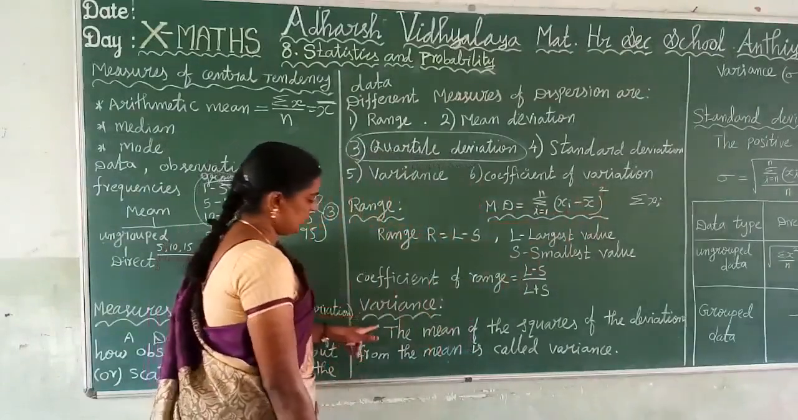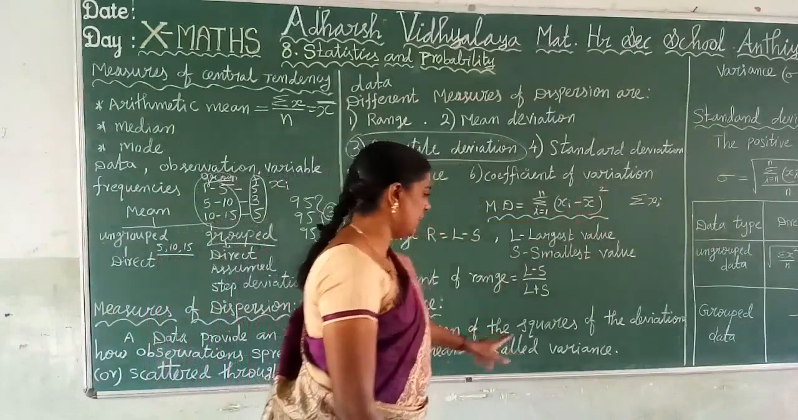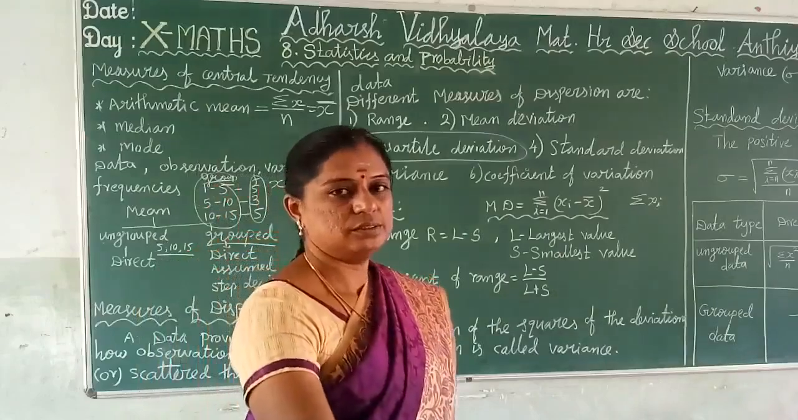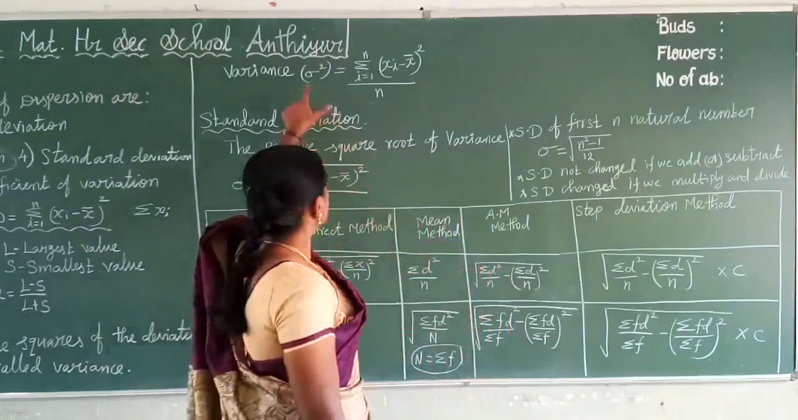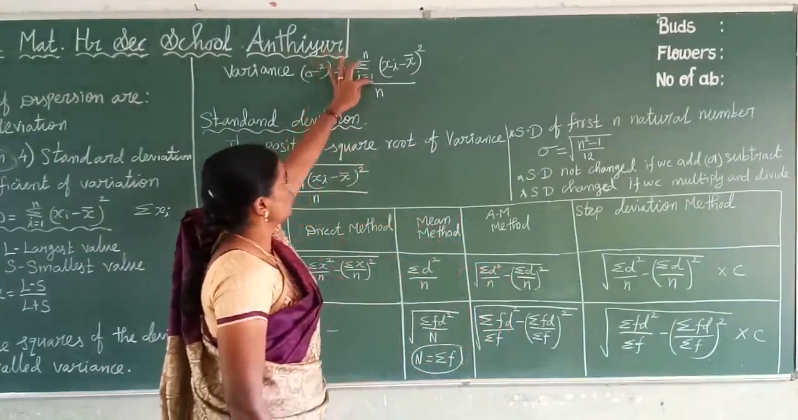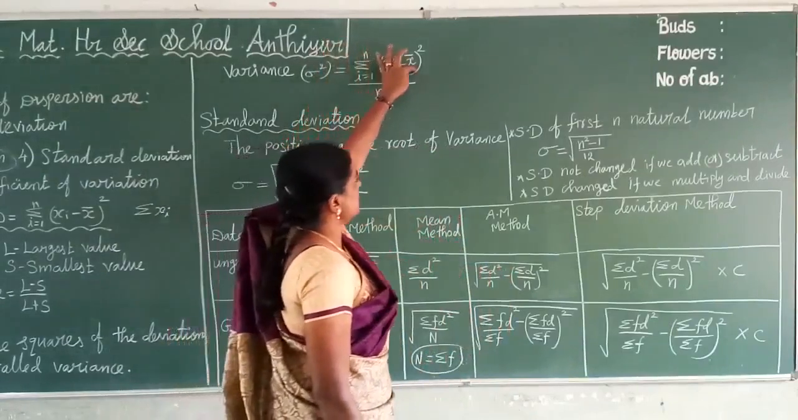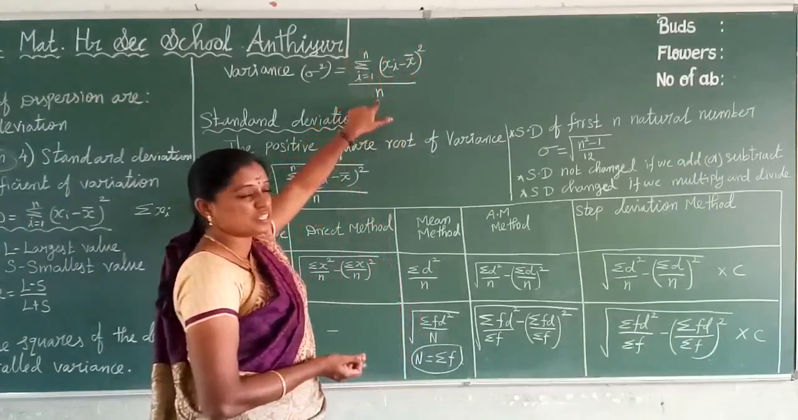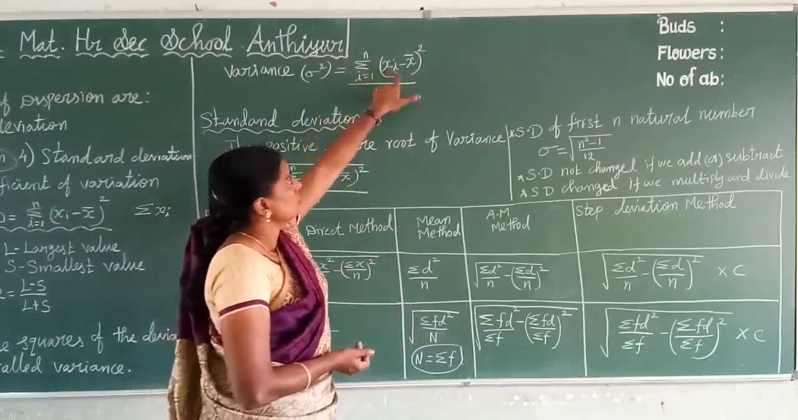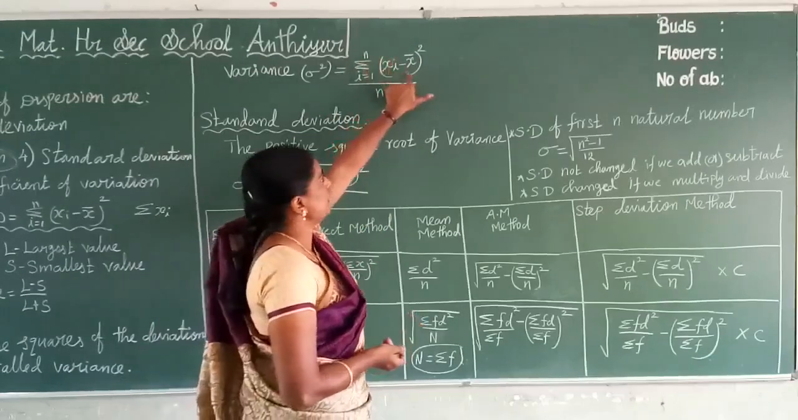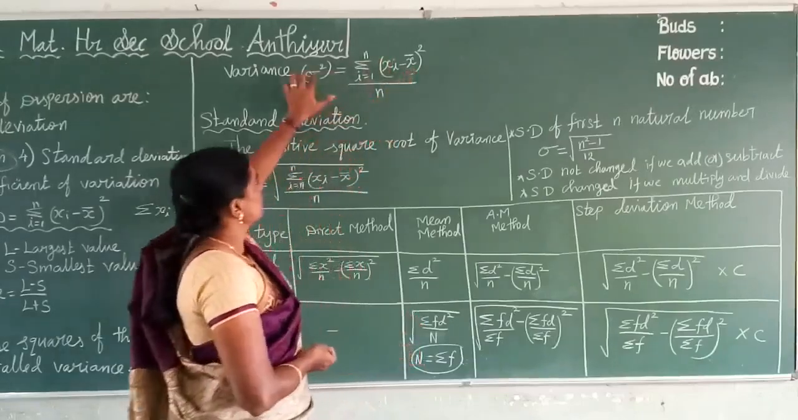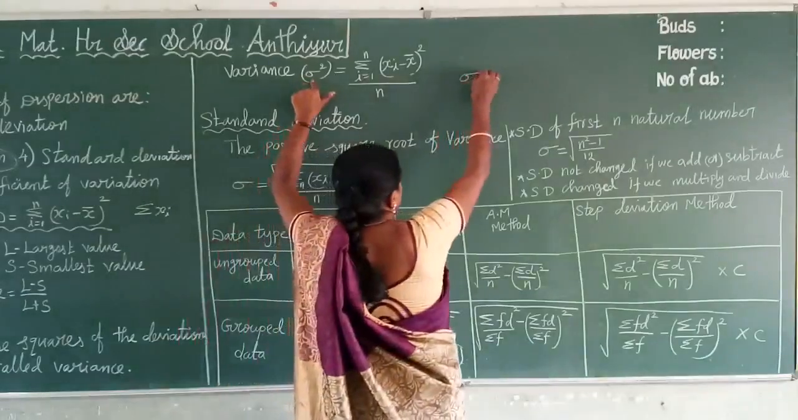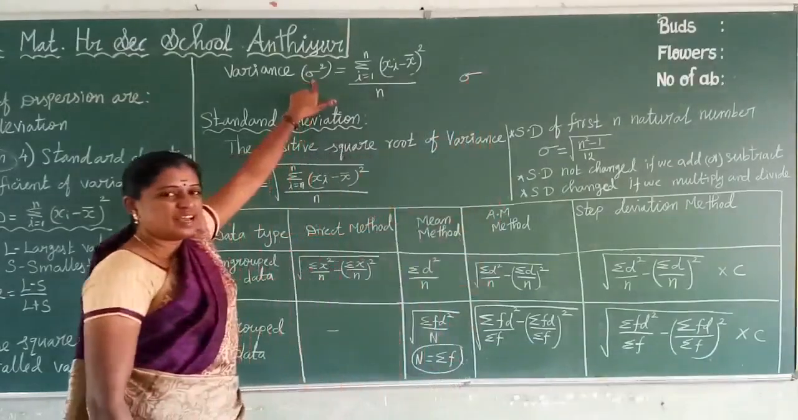Next, variance. The mean of the squares of the deviations from the mean is called variance. Clear? Variance formula, sigma square is equal to summation i equal to 1 to n xi minus x bar whole square by n. n is the number of data, number of observations. Here xi is the data, from the first data to all data, minus x bar, that is the mean. That is the variance formula. Sigma square, the symbol is sigma. So write like that. Sigma square, that is the variance.